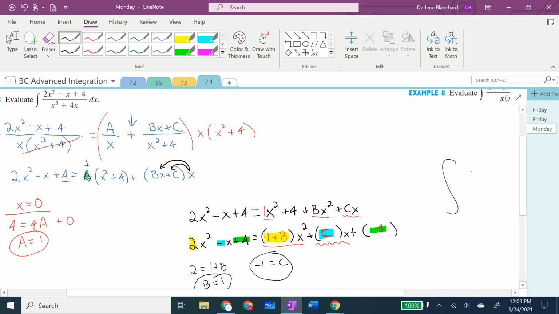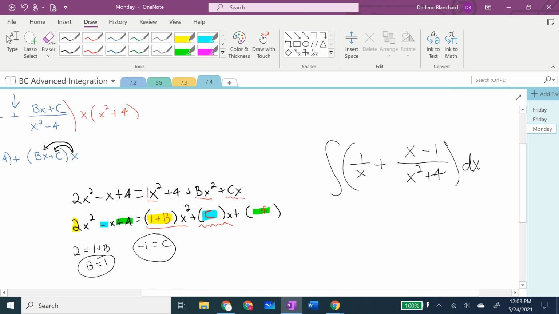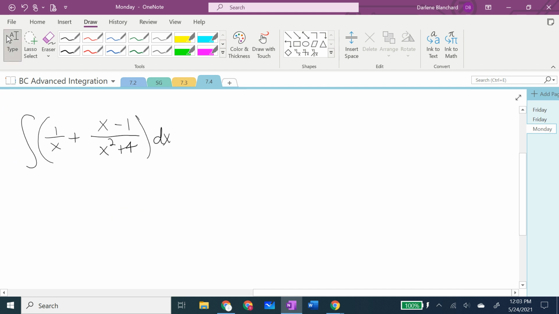So I'm now going to integrate 1 over x, and then bx plus c is 1x minus 1. So this integrand is the same exact function as the integrand I had in there before. It's just rearranged. Look at that cute little 1 over x. Aww. What's its integral?